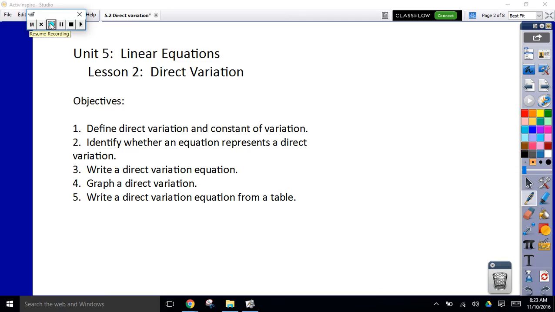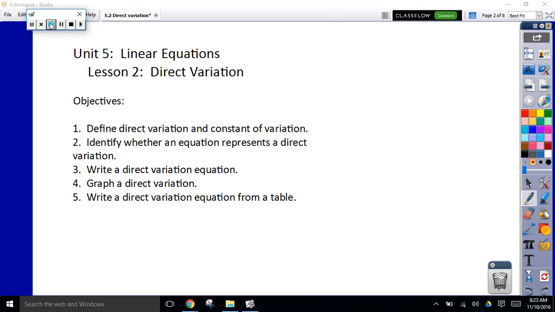Okay, so in today's lesson we're going to be talking about something called direct variation. And we talked about this in another form in 7th grade, so it should be vaguely familiar to you. We're going to talk about direct variation and constant variation, identify whether equations represent direct variation, write equations, graph equations, and write equations from a table. It's basically like all what you've done before, except that in direct variation, it's a linear equation whose start is 0. So it's a line that goes through the origin.